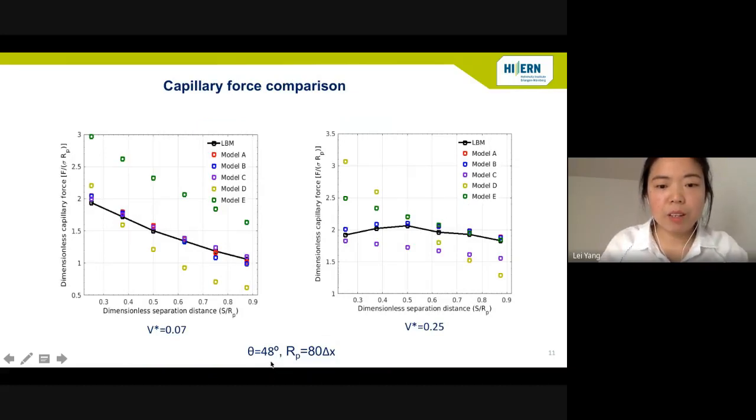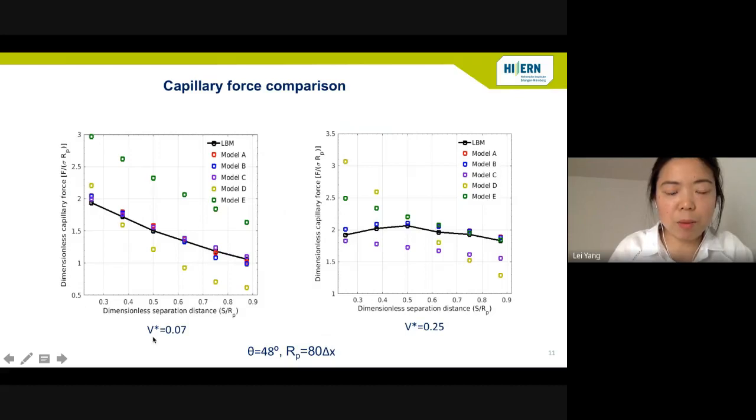And then we fixed the contact angle, and then we change the droplet volume. For small liquid volume, we also observed a similar trend of capillary force over the separation distance. And at higher liquid volume, we found almost a constant capillary force. And in this case, we also observed that there's a transition of the bridge profile from convex to concave.